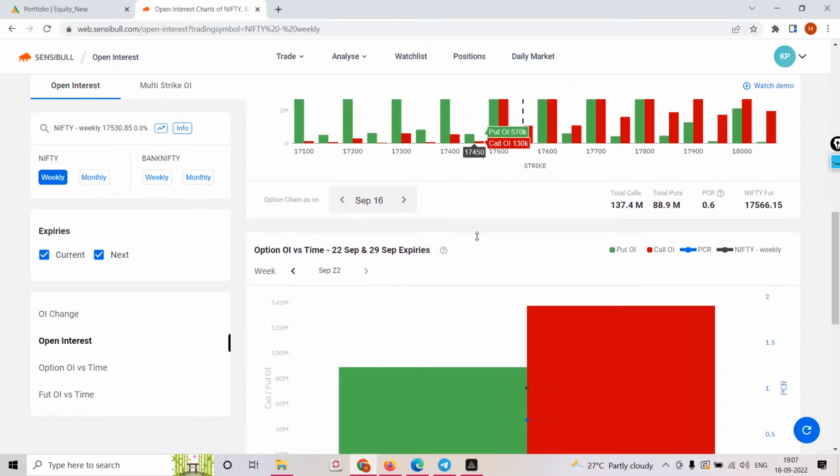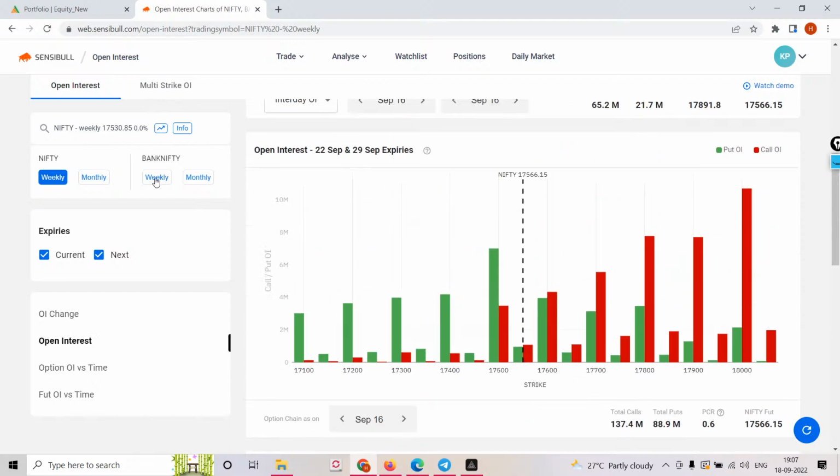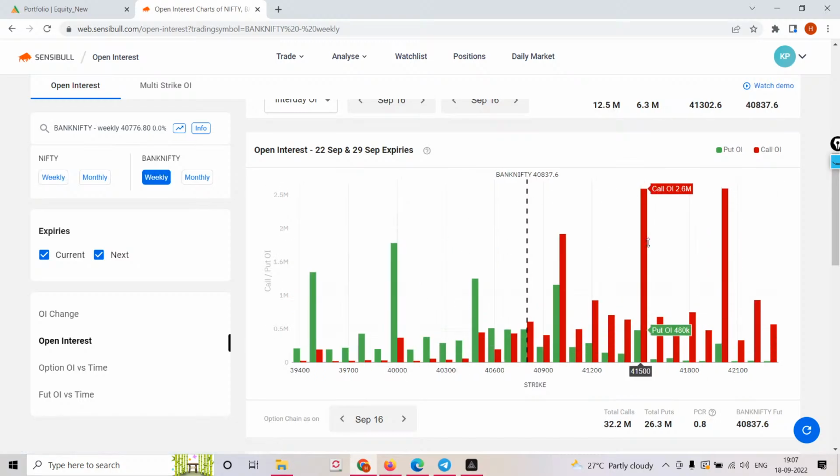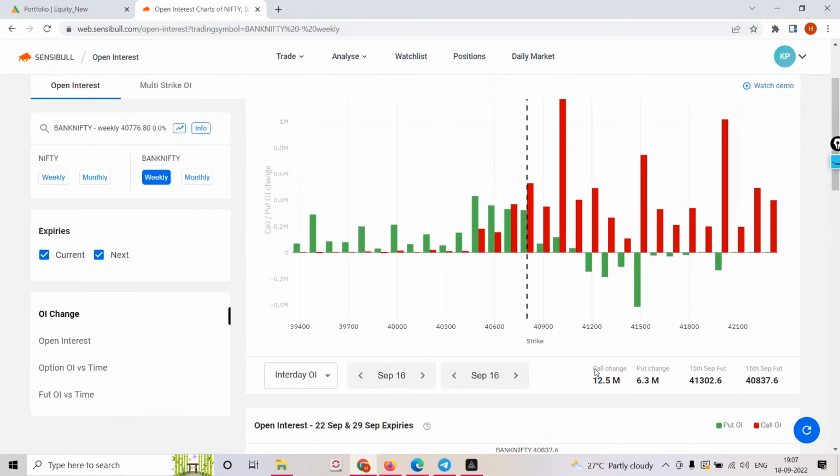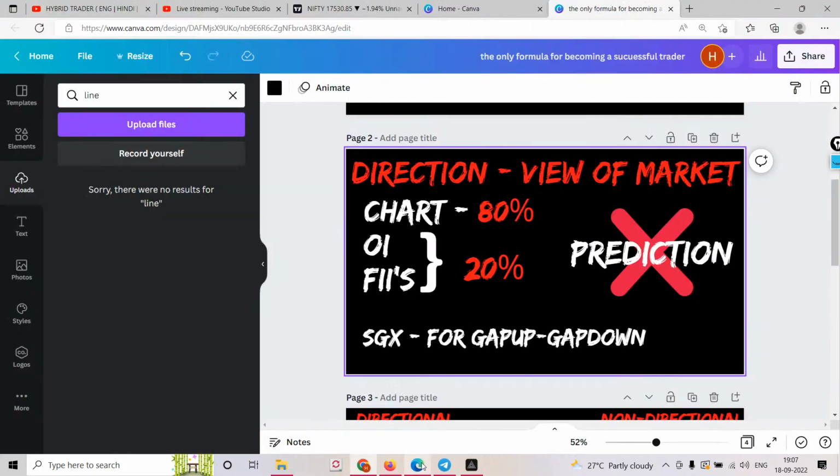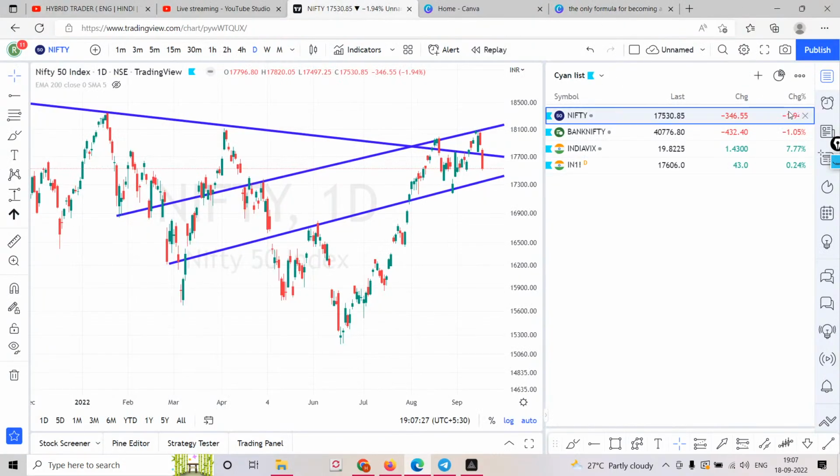Now let me take you to Bank Nifty. This is the Friday data. We added 12.5 million call positions and then 6.3 million puts. Looking at the Friday data, we can clearly say that Bank Nifty might be bearish. If you look at it, Nifty was down almost 1.9%, and Bank Nifty was also down 1.05%. But we see almost 2% down in Nifty.